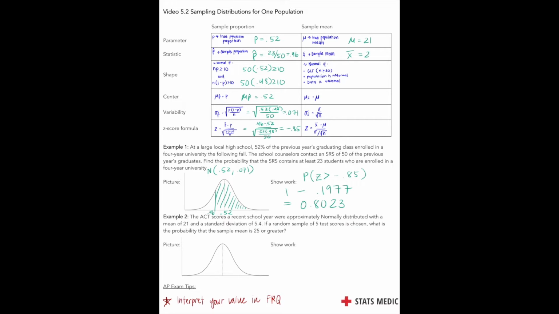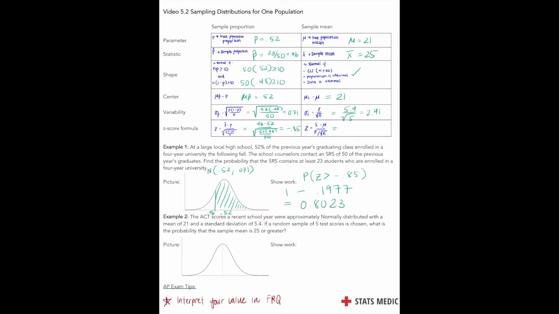Sample mean is 25. And then of these 3 conditions, in order to know if something's approximately normal, this one told me that the population was approximately normal, so I'm going to check that off. And then in terms of our center, our mean again is 21. Our standard deviation, I'm going to take the population standard deviation, which is 5.4, and then divide that by the square root of our sample size, which is 5. And this value comes out to 2.41.